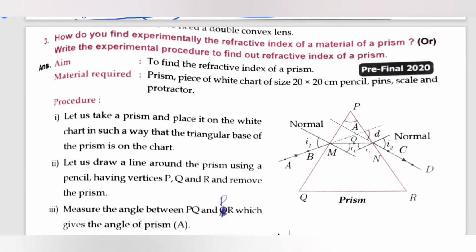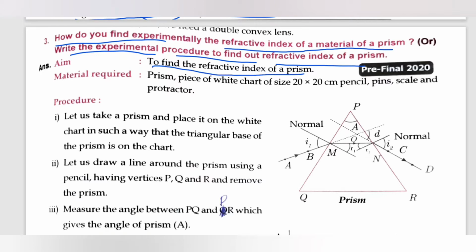Coming to the next activity, how do you experimentally find the refractive index of the material of a prism, or write the experimental procedure to find the refractive index of the prism. So our aim is to find the refractive index of a prism, and the materials required are a prism, a piece of white chart, pencil, pins, scale, and a protractor.